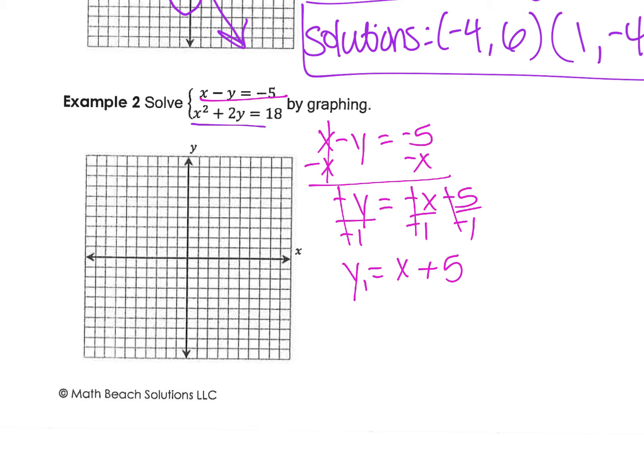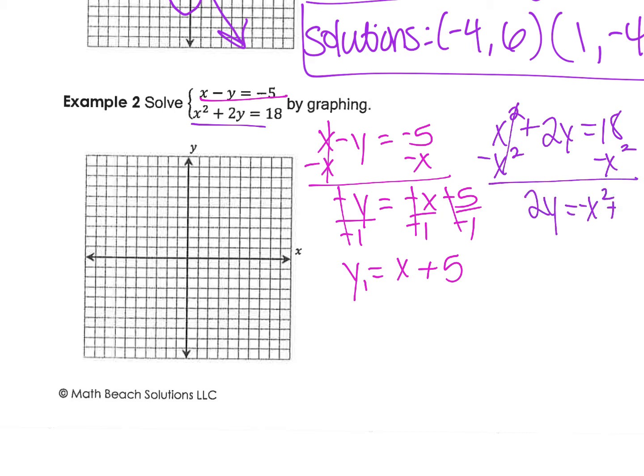Looking at my second one, I'm going to get Y by itself. Divide everything by 2. And that's a -1 in front, so -1/2 x squared plus 9. Make sure you divide both of them. So I'll plug this into Y2.